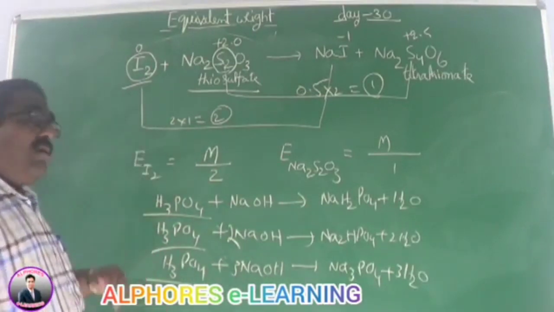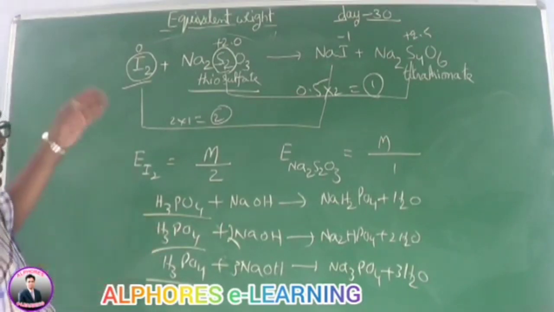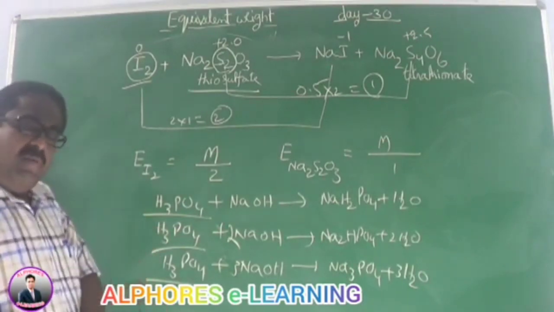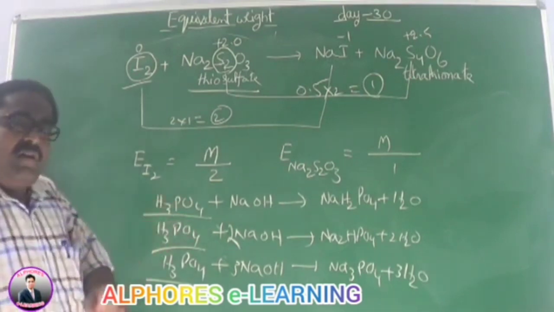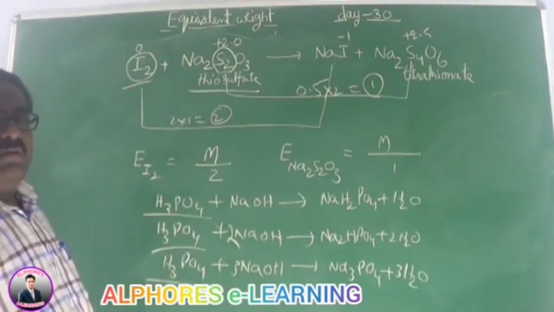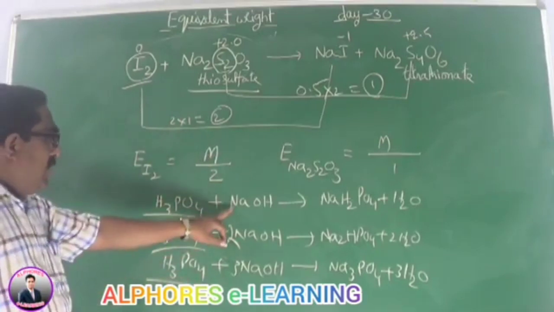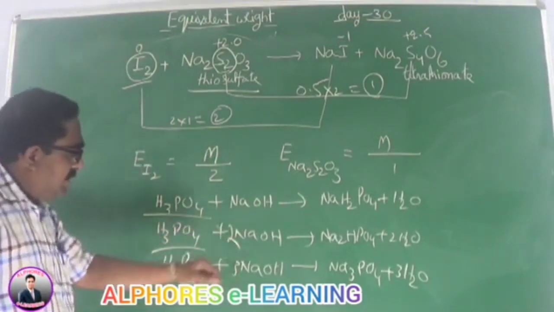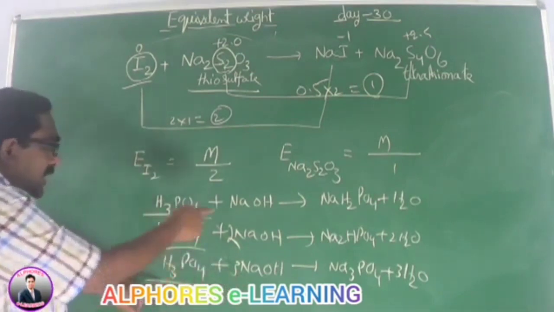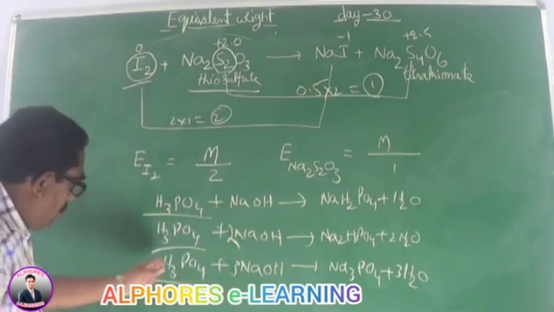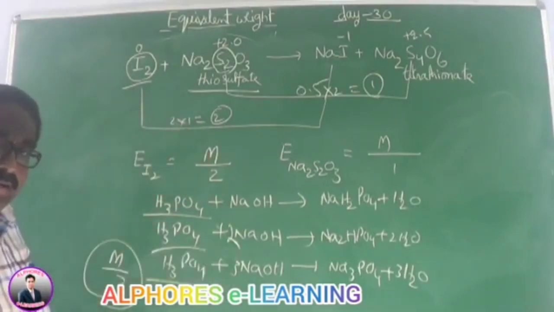What we have to discuss here with respect to equivalent mass is that phosphoric acid is a tribasic acid. Three hydrogens are neutralizable by a corresponding base. In the first reaction I have taken only 1 mole of sodium hydroxide, in the second 2 moles, and in the third 3 moles. When I take 3 moles, all three hydrogens are neutralized. So the equivalent mass of phosphoric acid here is M by 3.